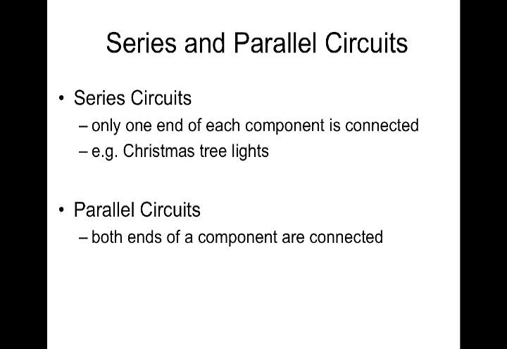Parallel circuits, both ends of a component are always connected. There's more than one path for the electricity to flow. Like household lighting. If one light bulb goes out in your house, it doesn't mean that no other light bulb works. They're all on different branches. They all share the electricity. And there's more than one path for the electricity to get from the circuit breaker in your house to the different rooms and the different outlets and lights.